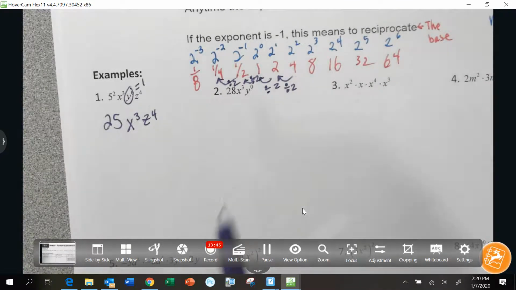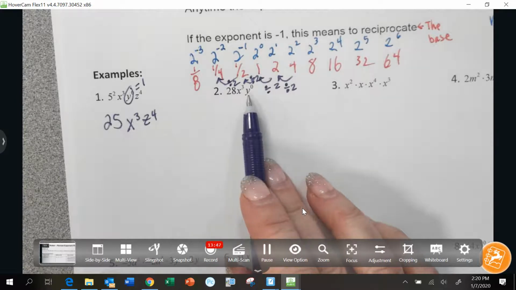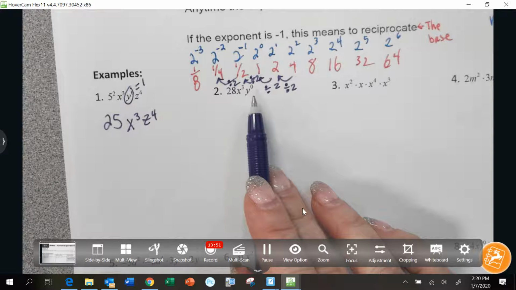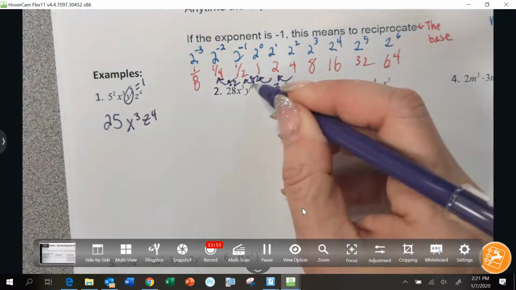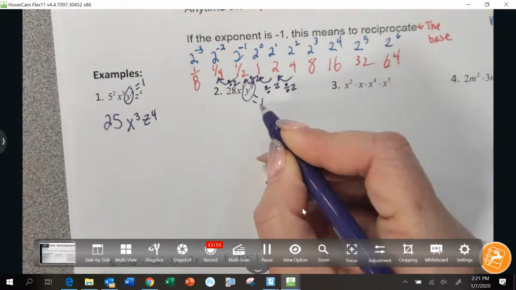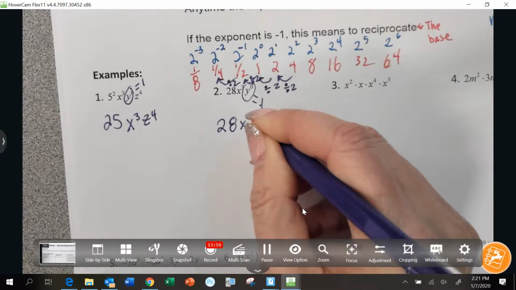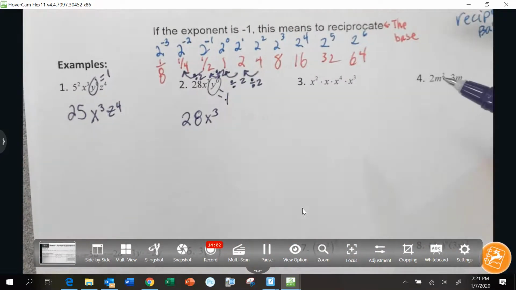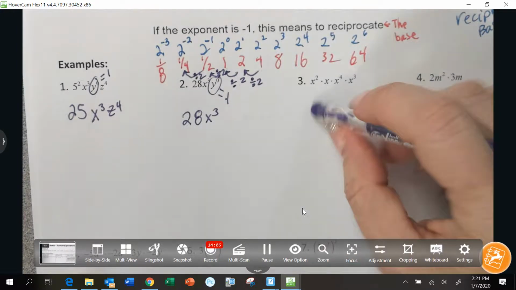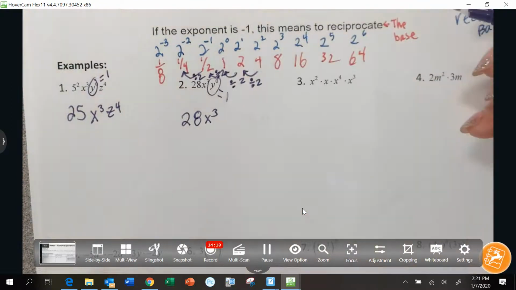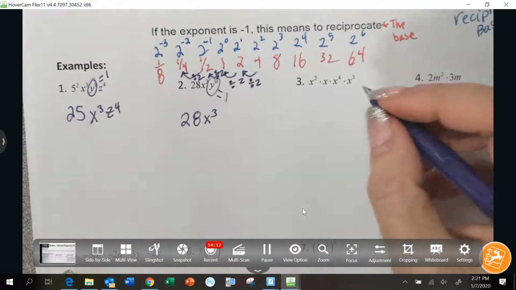So, no. So the next one I kind of wrote over. It's a little hard to see, but 28 x to the cube, and then we have y to the 0. What's y to the 0? 1. So I multiply 28 and 1, and I get 28 x to the 3rd. Because I make a lot of mistakes.